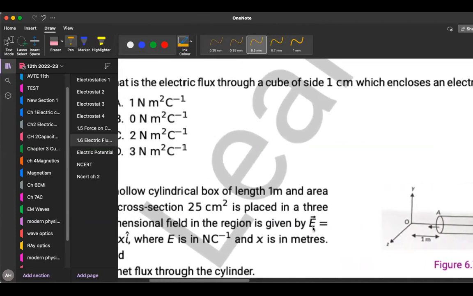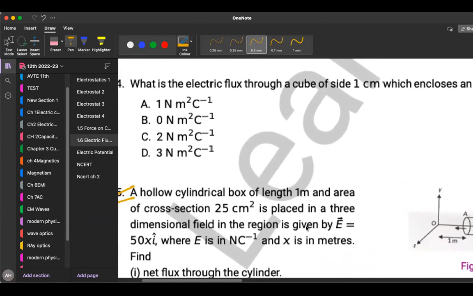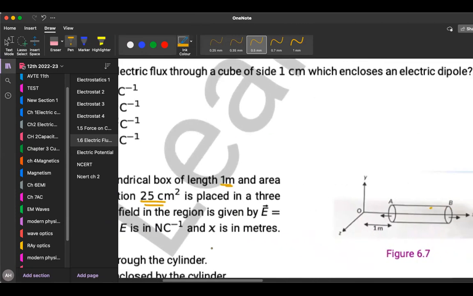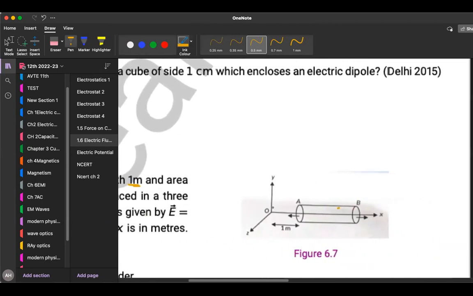See, this is a cylinder. The area of cross-section of the cylinder is 25 centimeter square. Length of the cylinder is 1 meter. This is the electric field, 50 x i cap, where x is in meter. Find the net flux for the cylinder. So this is the origin. This end of the cylinder is placed at a separation of 1 meter.